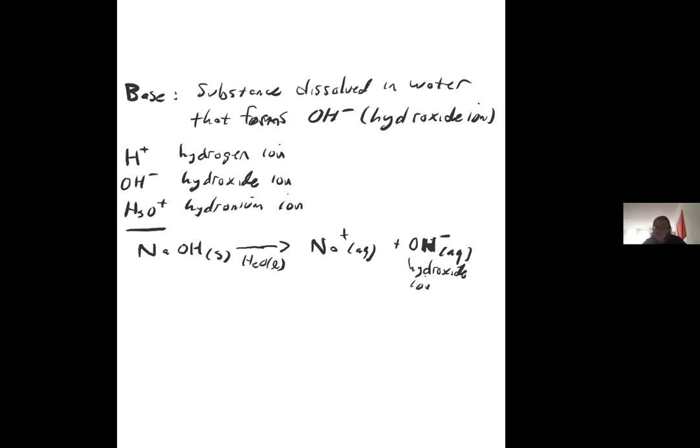So anything that produces the hydroxide ion is a base. If it produces a lot of it, so if I put in a mole, and when it dissolves, you get a mole, then it's a strong base. So that means it's strong. But there are weak bases also. Remember, the nitrogen bases are weak bases. So let's look at that one.